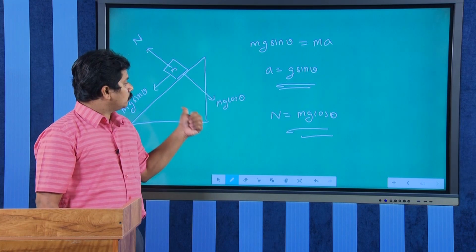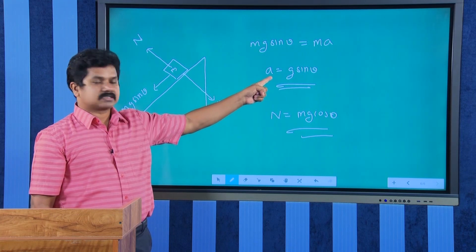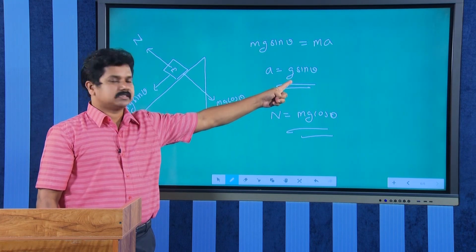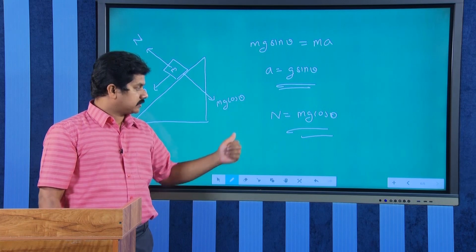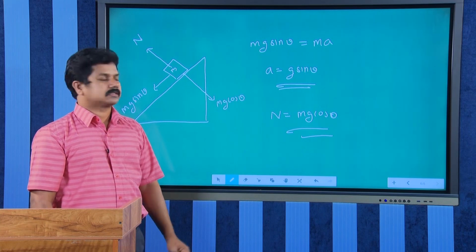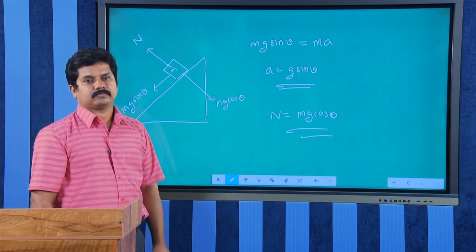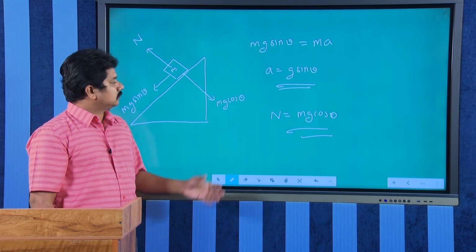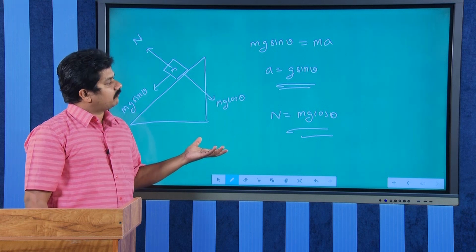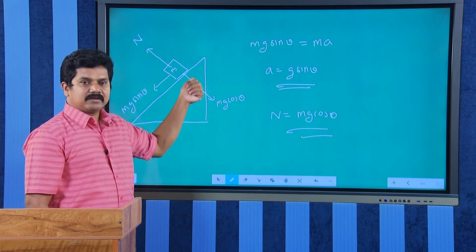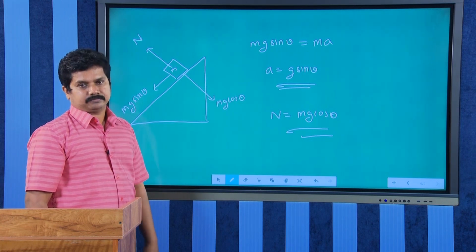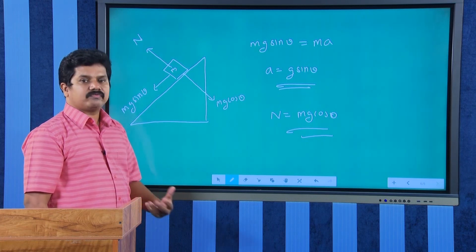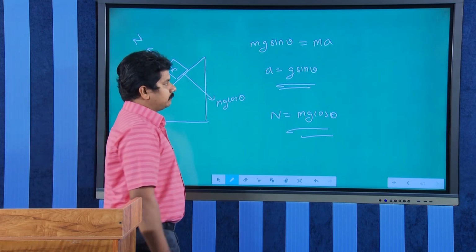Okay. Now, we get the relation: acceleration of the block along the plane is g sin theta and normal reaction is mg cos theta. Okay. Now, we can find the time taken by this block to reach the bottom. Okay. How do we find the time taken to reach the bottom?